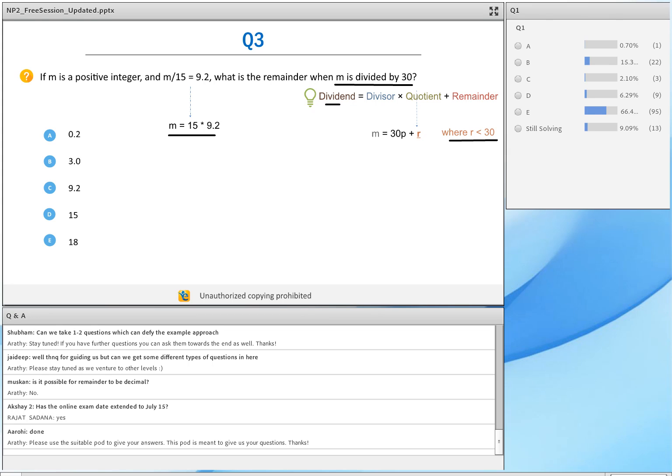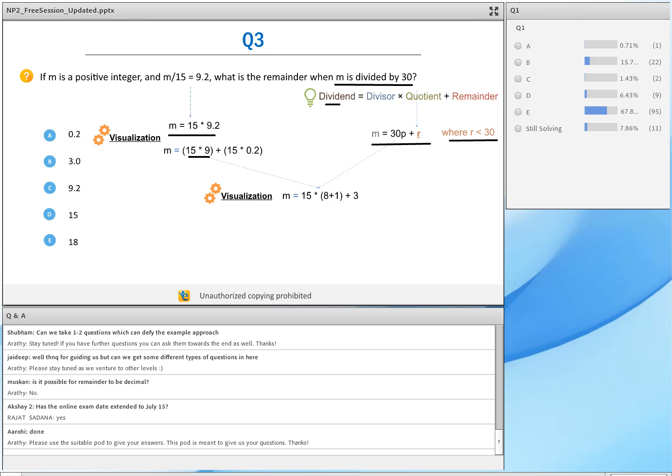What's given is that m is equal to 15 times 9.2. When we say m by 15 is 9.2, m is 15 times 9.2, which means I can visualize this and I can really say, hey, m is 15 times 9 plus 15 times 0.2. Now I ask myself, I have to express m in this form over here, and I know 15 times 9 is not divisible by 30. So let's split it even more.